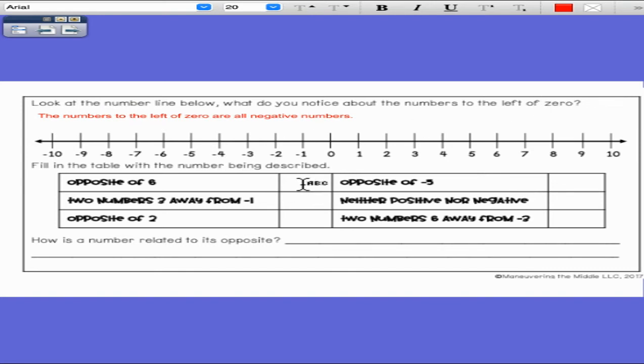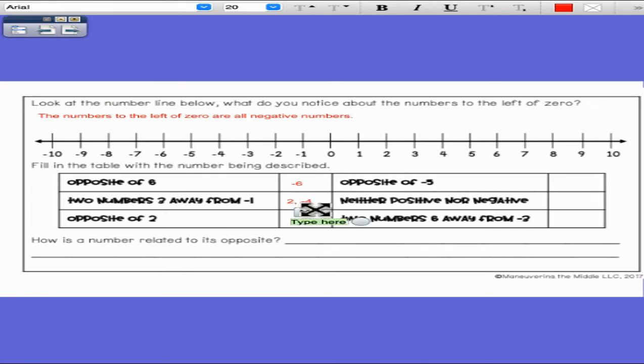So we're going to fill in the table. The opposite of 6 would be -6. Two numbers 3 away from -1. Well, we start at -1, and I'm going to go 1, 2, 3, hopping over. And my first answer is +2. And then I'm going to go the other way. I'm going to start at -1, and I'm going to go 1, 2, 3. And the second number is -4.